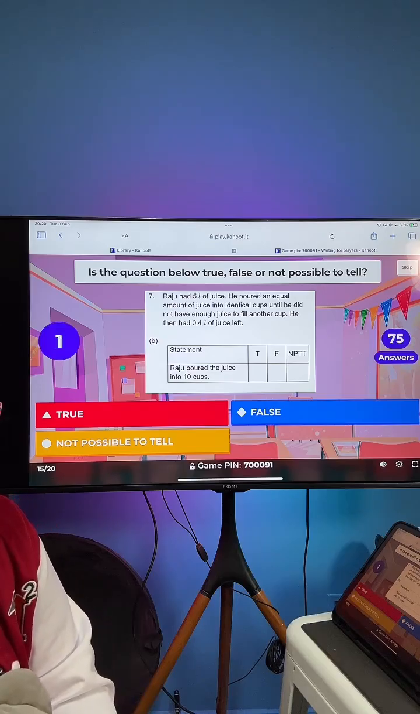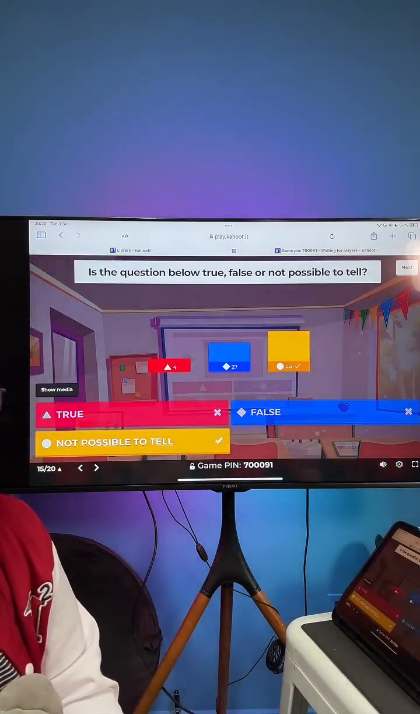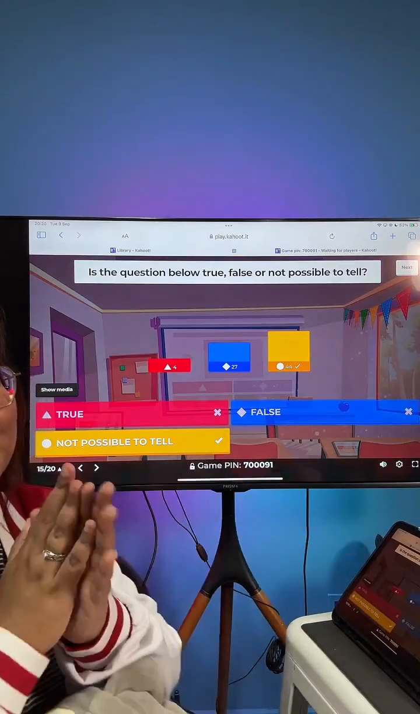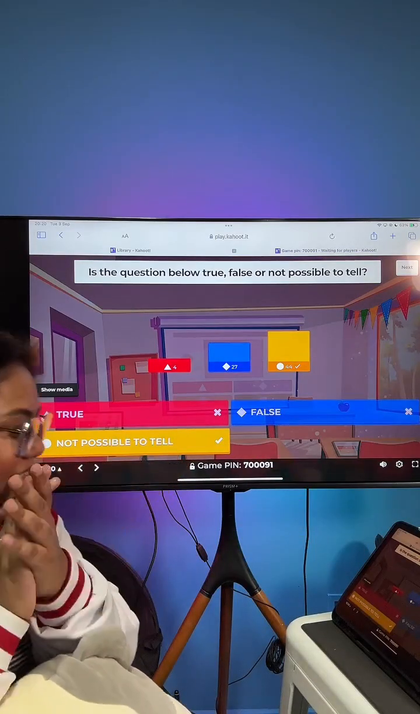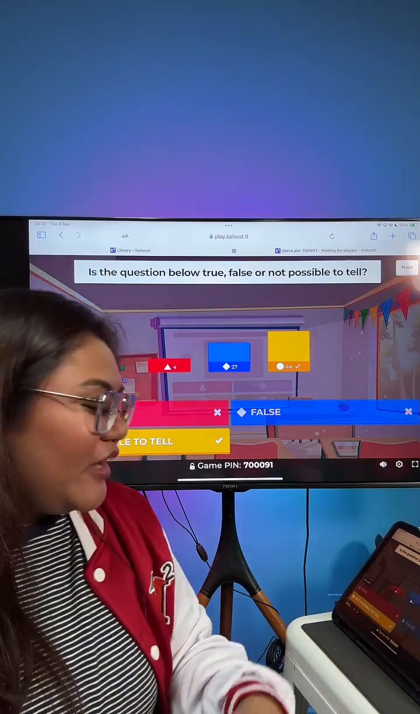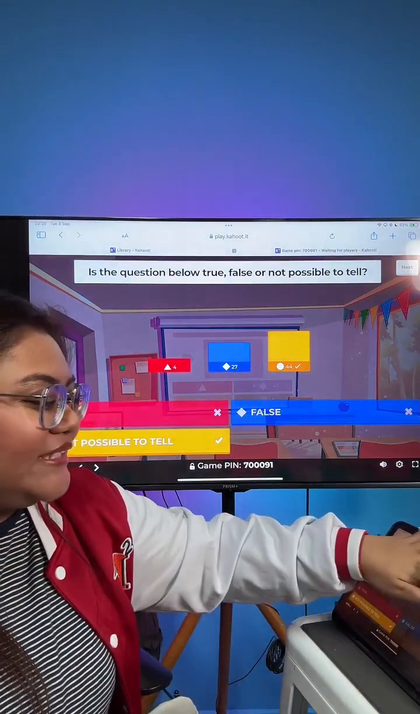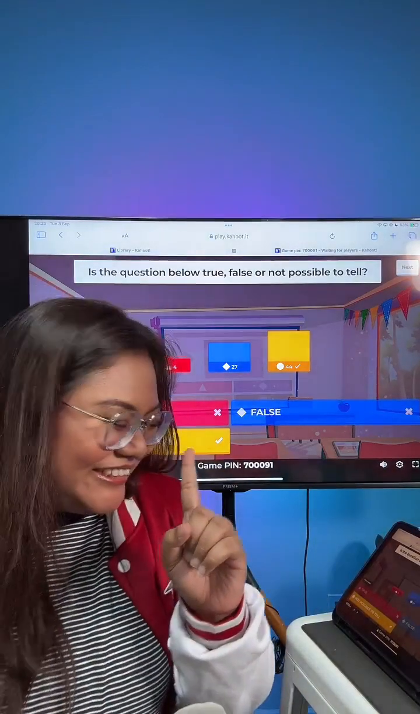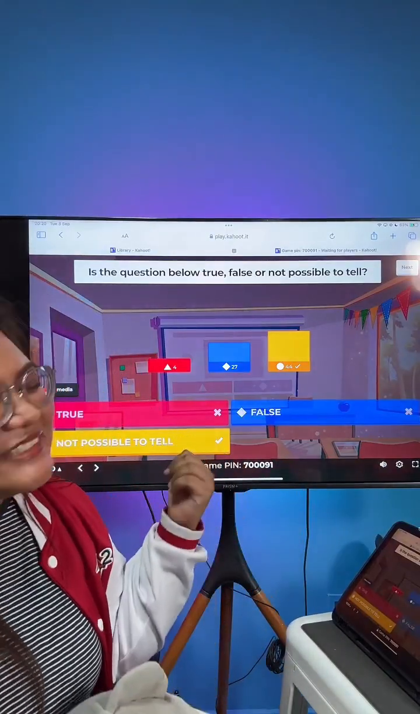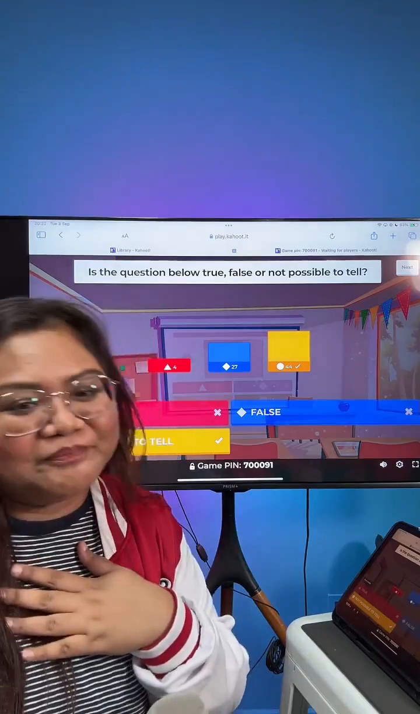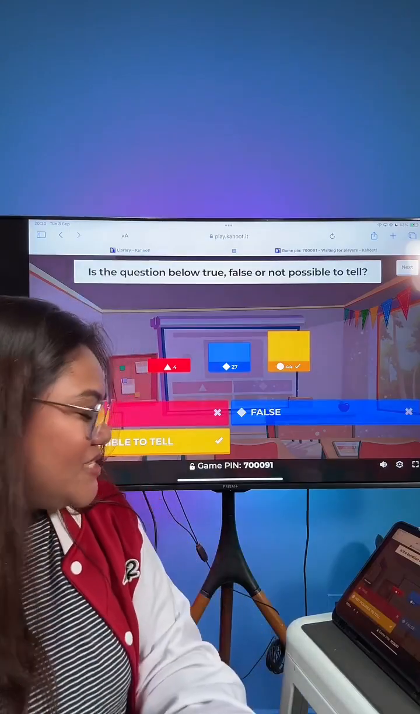Okay, final 2 seconds, and the answer is not possible to tell. For the rest of you who got this right, congratulations. The answer is not possible to tell. Cannot be true, cannot be false. Why is that so? Very interesting, right? When I saw this question also, I was like, how come? Same sentiments.